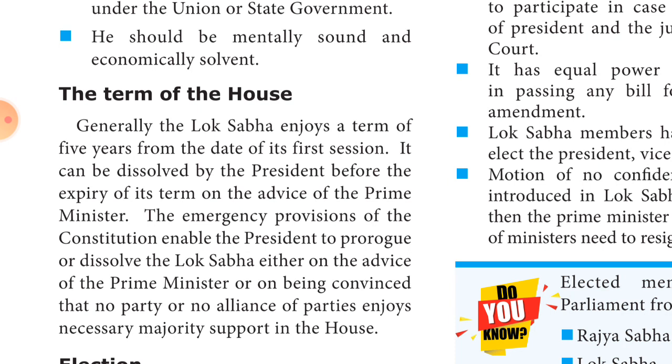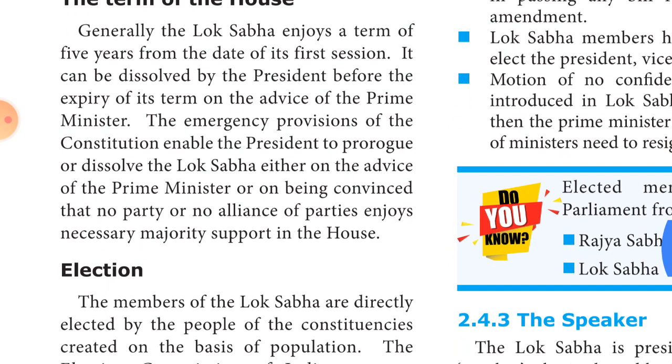But the Lok Sabha can be dissolved by the president, on the advice of the prime minister, before the term of 5 years. The emergency provision of the constitution enables the president to dissolve the Lok Sabha either on the advice of the prime minister or on being convinced that no party, no alliance, enjoys the necessary majority in the house. That means during the emergency time, on the advice of the prime minister, the president dissolves the Lok Sabha, or if no party gets a majority in the general election, during that time also the president can dissolve the Lok Sabha. This is the term of the Lok Sabha.